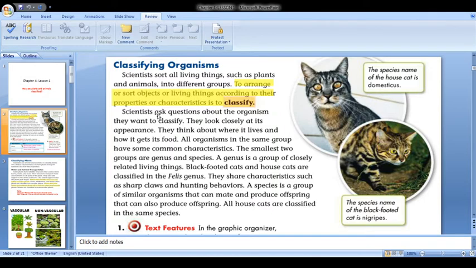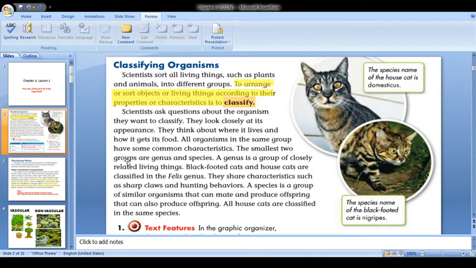Now scientists ask questions about the organism they want to classify. They look closely at its appearance. They think about where it lives and how it gets food. So if they're classifying animals, they try to look at how the animals are eating and where the animals are living. They try to look at everything about the animal, and they put the animals in groups. So this is called classification, taking similar qualities and putting them in a group.